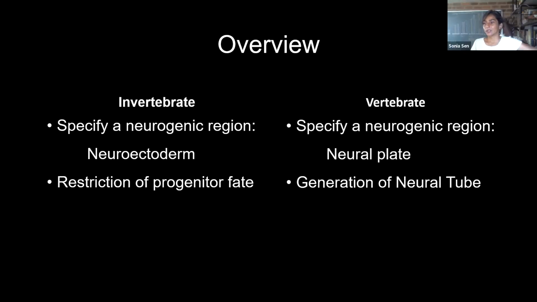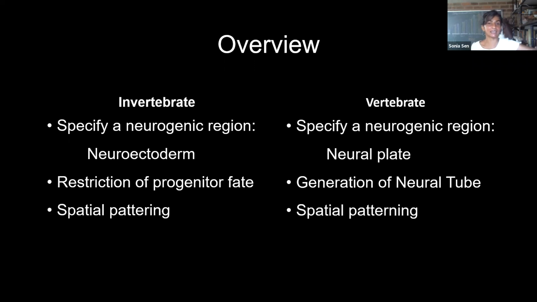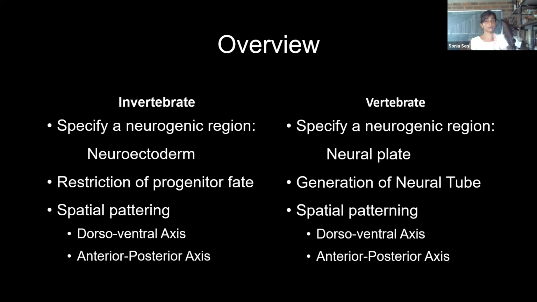Okay, so we've learned how you specify neurogenic tissue. We've learned from there how you restrict progenitor fate, and it delaminates into the embryo. So now we need to talk about patterning this. Now we have neural stem cells along the entire length of the organism. We need to give them information that you are a neural stem cell at the anterior end, you are one at the posterior end, you are much more ventral, you are much more dorsal. So we need to give positional information in both axes, dorsoventral and anterior-posterior.